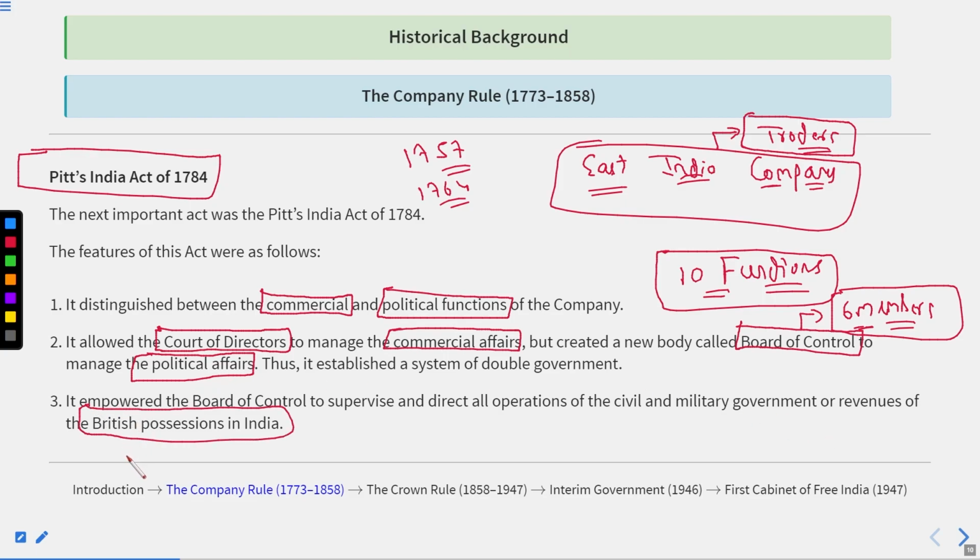British possession means Bengal, Bihar, Odisha, Madras, Bombay, those areas which were under the control of the British government, or you can say the British East India Company. How the revenue of these places would be generated, and what should be the civil and the military governance of these areas. All of these things are now under the control of the Board of Controllers, which is the 6 members body. Got it?